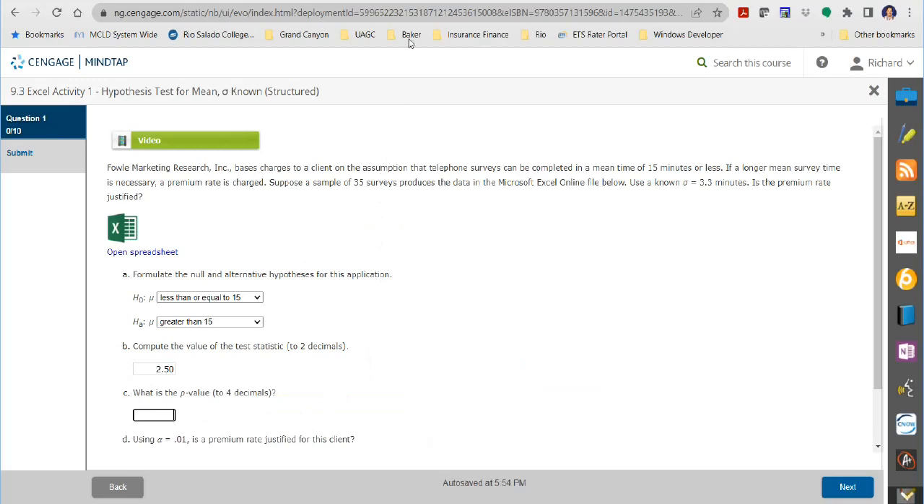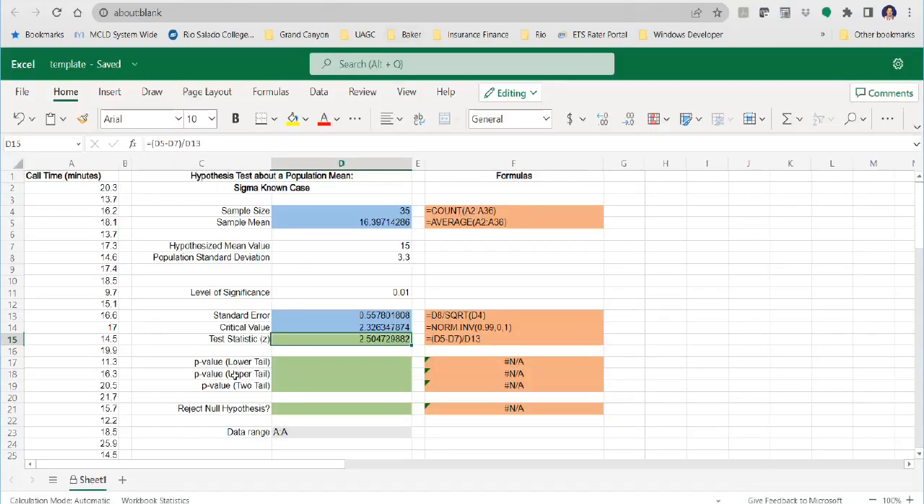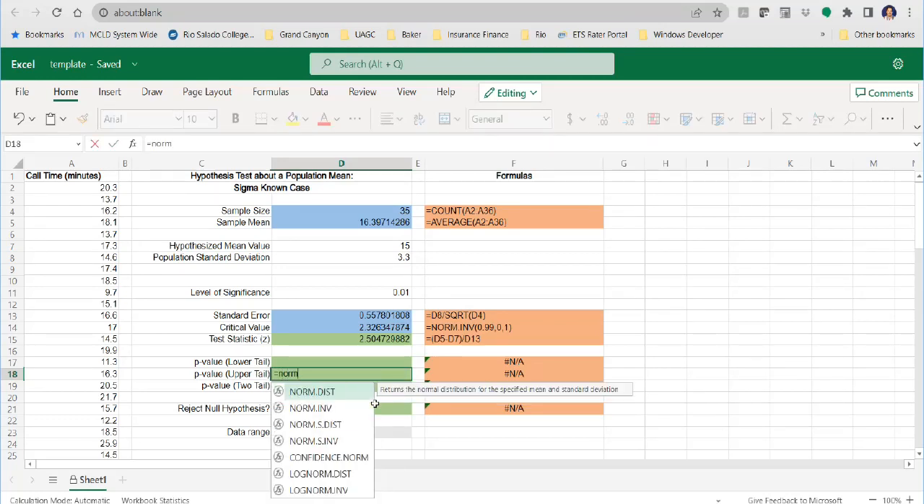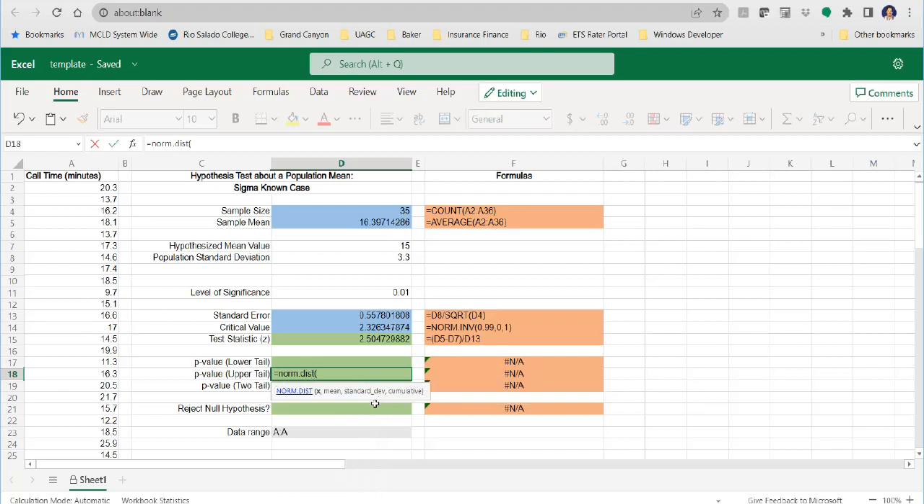And then they do want the p-value. So let me show you how to do the p-value. It's for an upper tail. So the p-value, what I want to know is the probability of getting a result more extreme than the one that I observed. I'm going to do equals norm.dist, the normal distribution, because we're running the z-test, with this value with a mean of 15 and a standard deviation of 3.3. I'm going to say cumulative true.